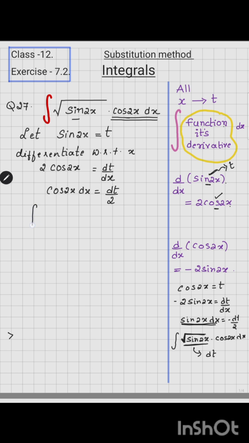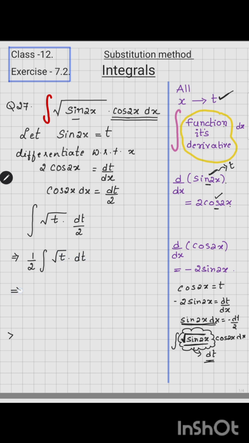So now we will substitute because all x is in the form of t now. So this will be square root of t and cos 2x dx is dt by 2. So this implies 1 by 2 is written outside, integral of square root of t with respect to t.